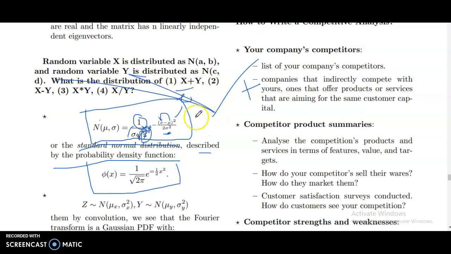So, for example, this is exactly this square. Okay.